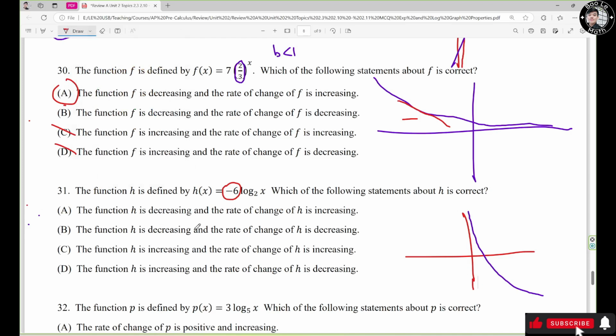Alright, now in order to know if the function is increasing or decreasing, we need to draw the tangent line. And you see that the tangent line is going down, right? The slope is negative, the function is decreasing. So you need to eliminate C and D. Now look at the rate of change right here. The function is concave up, the rate of change is increasing. So the answer must be A.